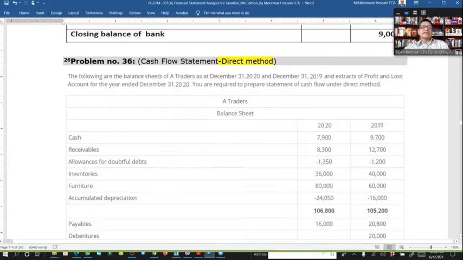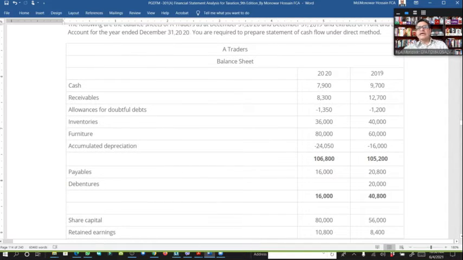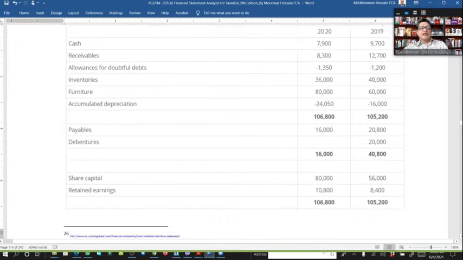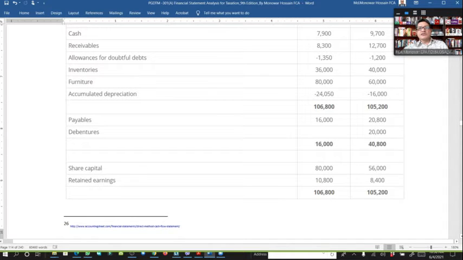The following are the balance sheets of a trading company on 31st December 20 and 19, and the extract from the profit and loss account for the year ended December. Prepare a statement of cash flow under the direct method. So here for 19 and 20: cash, receivables, doubtful debt, inventories, furniture, accumulated depreciation (minus), payables, debenture, share capital, retained earnings. Total assets are 1,06,800 and total liabilities and owner's equity 1,06,800.